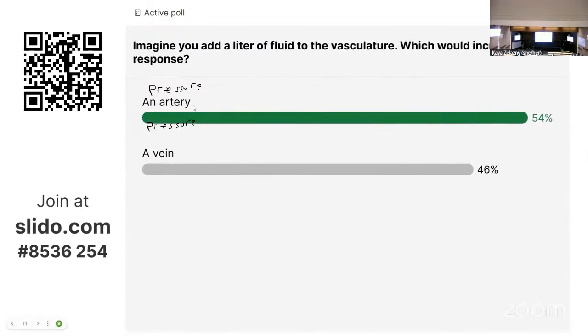Okay, kind of even split. But the answer is that as we put any given volume into these two types of blood vessels, you increase the pressure of an artery a lot. That's what's going on with this low compliance. Versus in a vein, you can put a lot of volume in there and you don't see much of a pressure change. So we'll look at a figure of this.